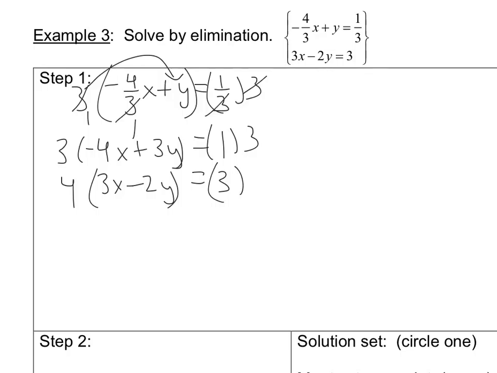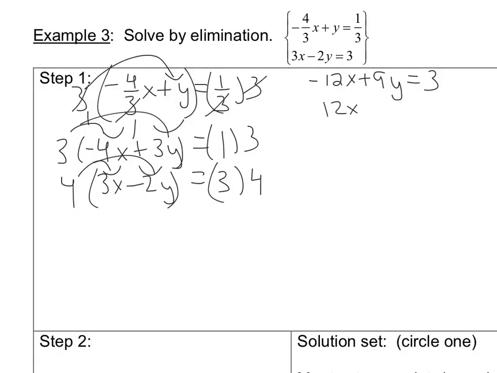and we'll see, watch. So for the first one here, I get negative 12x plus 9y equals 3. And then distribute here, you get 12x minus 8y equals 12. Add them together. Why am I adding? Because negative 12 plus 12 is 0. So those cancel. 9 plus negative 8 is y. 3 plus 12, 15. So y is 15.